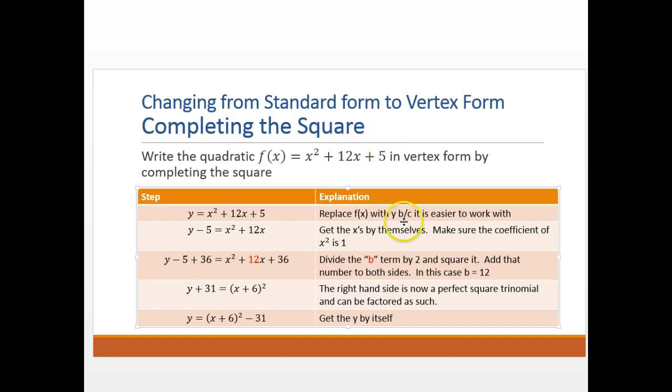I do want to make one comment when we completed the square. Before we did the half of b, we had to make sure the x squared coefficient was 1. If it wasn't 1, we'd have to divide both sides by that number or factor out that number. And we'll go more into this later as we look at solving quadratic equations.